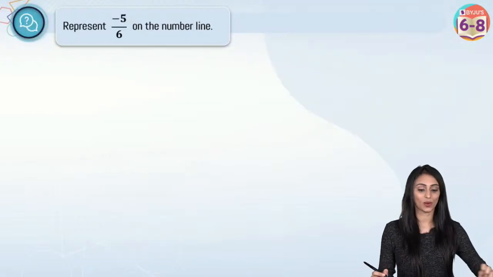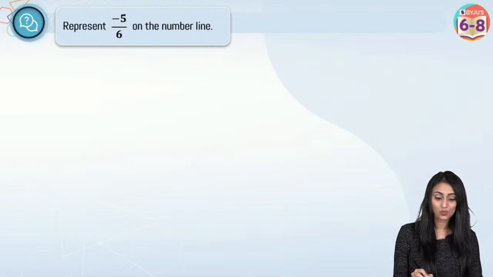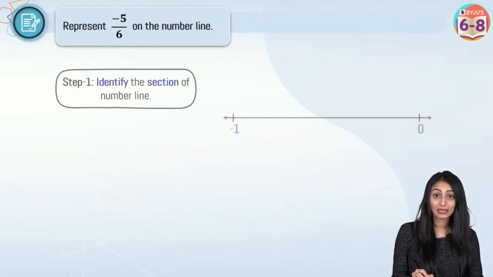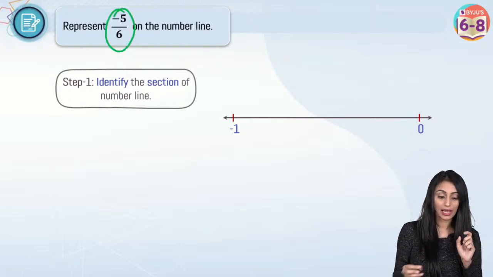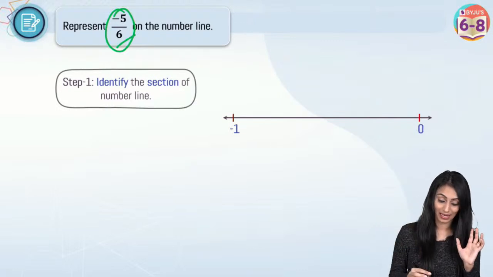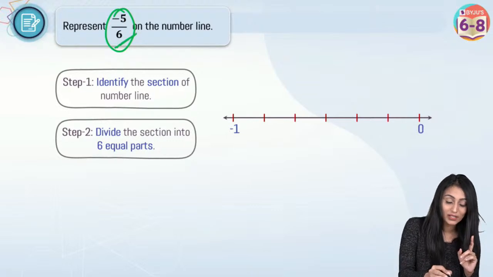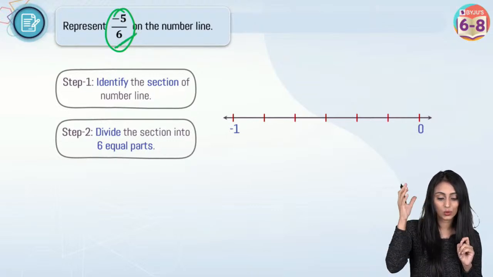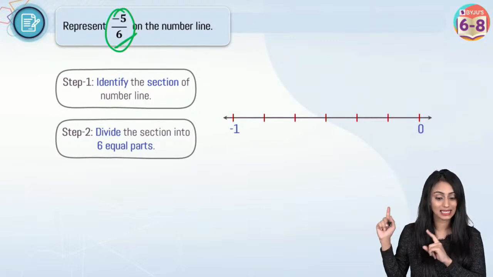Let's take a look at the next question. Represent minus 5/6 on the number line. Now this is simple. First, what we need to know is the section where it will lie. It's a negative rational number. So definitely, and the denominator is bigger, it will lie between -1 and 0, right? Since denominator is 6, we divide the number line into that many sections, whatever the denominator is. So we'll divide that in 6 equal parts, right?